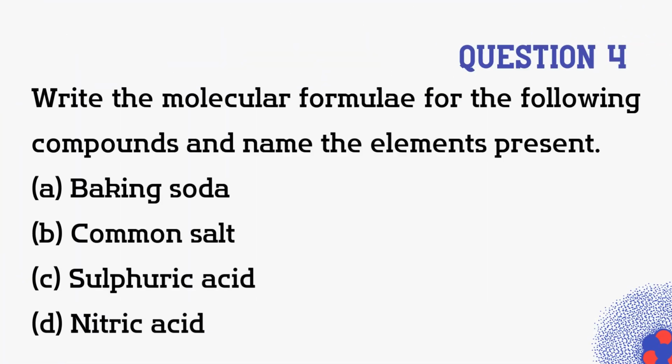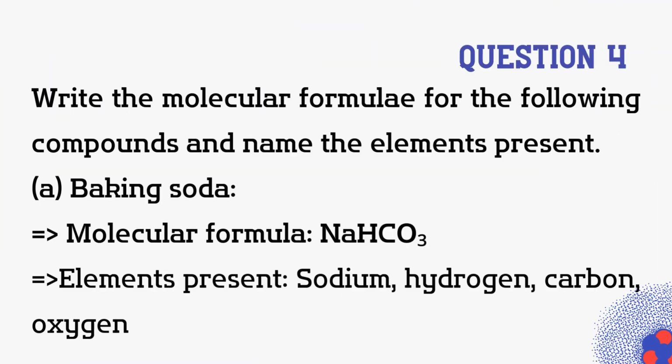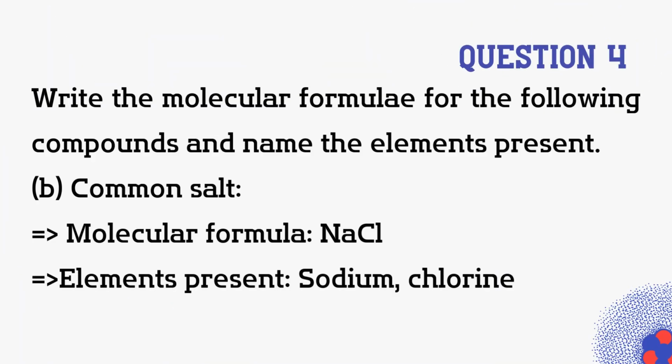Question 4. Write the molecular formulae for the following compounds and name the elements present: A. Baking soda, B. Common salt, C. Sulfuric acid, D. Nitric acid. Answer: for baking soda, molecular formula NaHCO3, elements present: sodium, hydrogen, carbon, oxygen. For common salt, molecular formula is NaCl, elements present: sodium, chlorine.